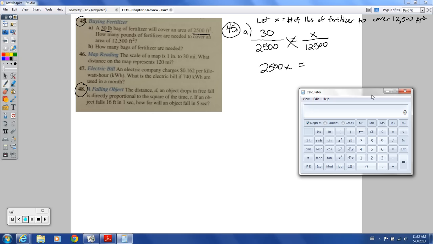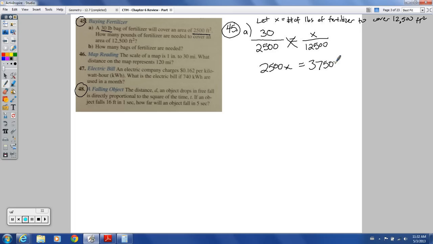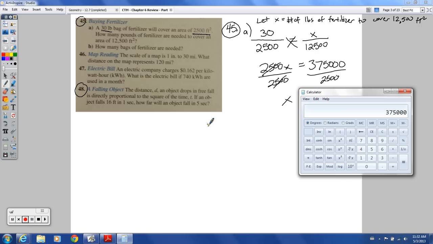30 times 12,500. So I've got 375,000. I'm going to divide both sides by 2,500. That would cancel out there and there. So divide this by 2,500. I've got 150 for my answer.